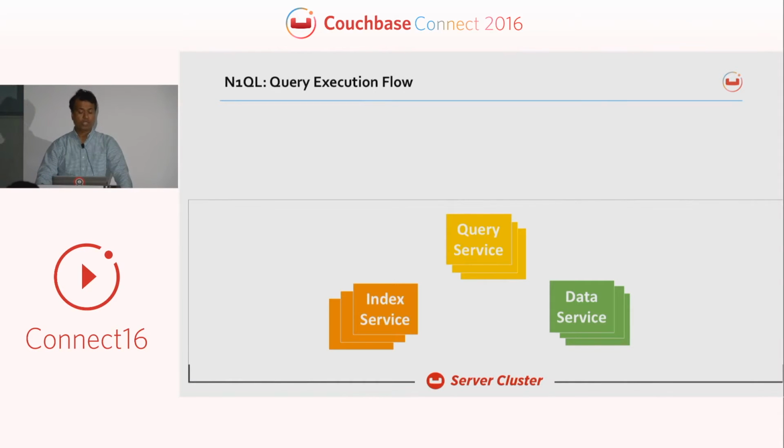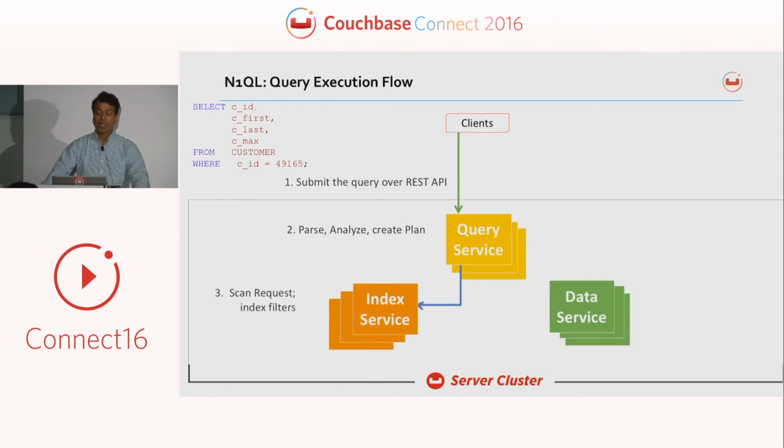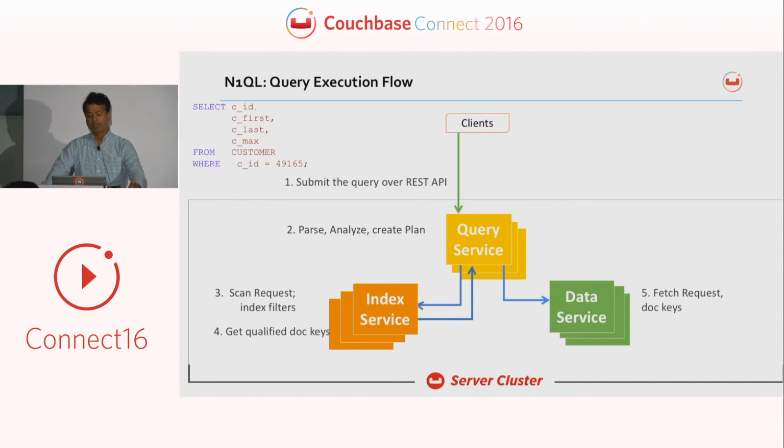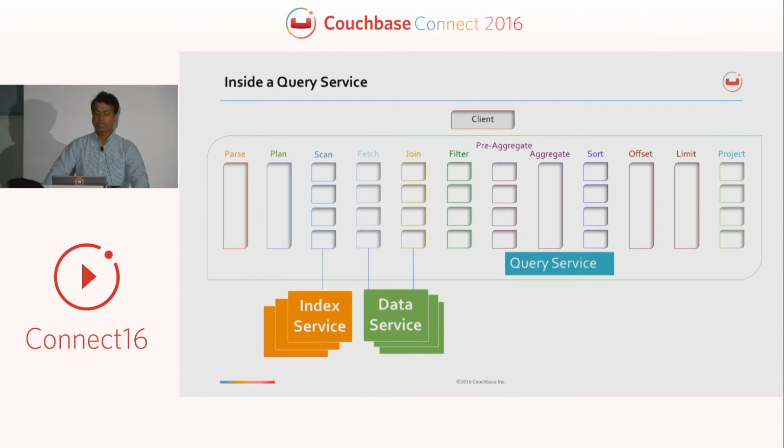In terms of actual execution, your applications either using our SDKs or ODBC, JDBC drivers or REST API directly submit the queries. Query service does the parsing, analysis and creates the plan. If you're using the index, we go ahead and do an index scan, push down the filters, get the qualified keys. And if we require to access the data to answer your query, we go ahead and fetch the data, do the further filtering, joins, aggregations, sort, and pagination before we return the results to the client.